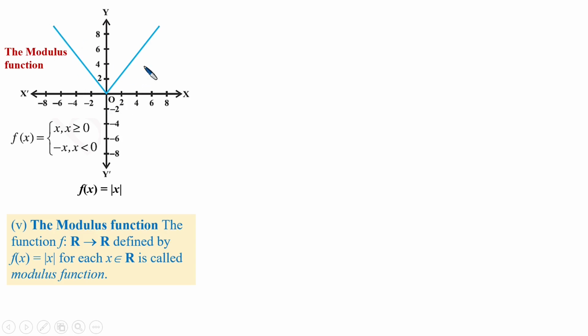So this is a modulus function. This is x. For negative x, you put a mod of x. That is, here I have shown f of x is equal to mod of x. So minus x will become plus, and plus x of course will remain plus x. So this is the modulus function: the function f such that R maps to R defined by f of x is equal to mod of x for each x belonging to R is called the modulus function. That is what I have said here.